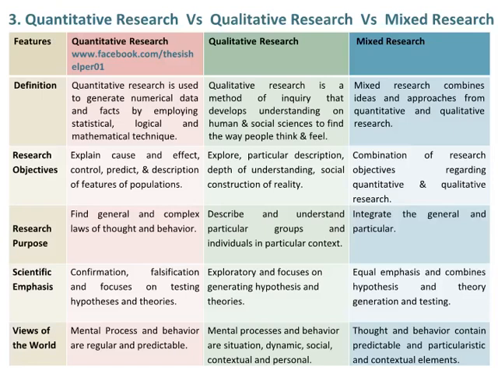Scientific emphasis of quantitative research is based on confirmation, falsification, and focuses on testing hypotheses and theories. Whereas scientific emphasis of qualitative research is based on exploratory and focuses on generating hypotheses and theories. Whereas scientific emphasis of mixed research is based on equal emphasis and combines hypothesis and theory generation and testing.